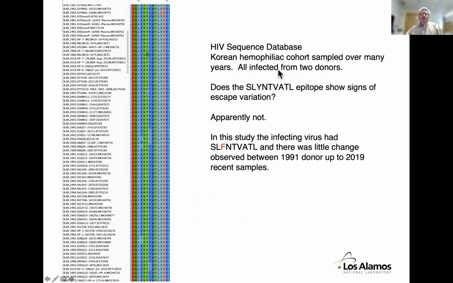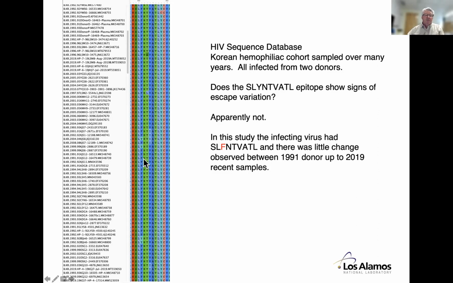So then I went to a cohort, a Korean hemophiliac cohort, where I knew that a single strain of the virus from a single donor had been transmitted into 20 different hemophiliac patients. And those patients have been followed over 20 years now. So this is a huge amount of time, 20 different patients. And I was looking for variability again. And again, we see not really a lot of variability happening.